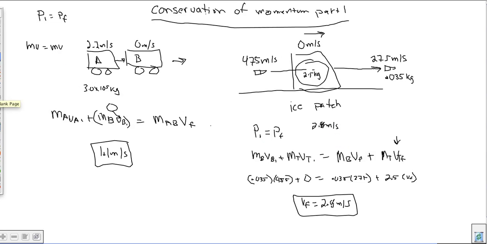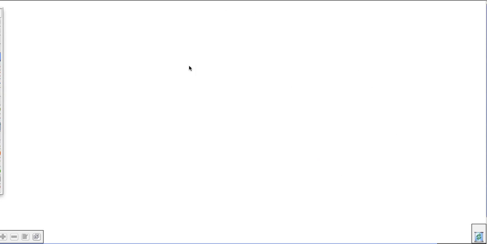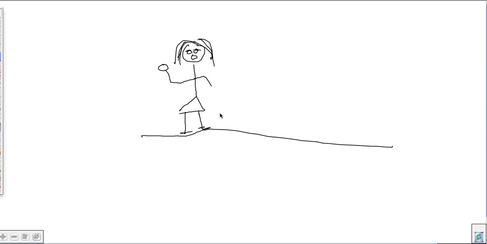Let's say that you got an ice skater. Here she is. We'll make her a girl because they like to ice skate more, I think. And let's say that she's not only an ice skater, she likes to throw things. So let's say that she decides to throw a rock. And she's like mad. Maybe she's throwing a rock at some other kid on the ice skating patch. She's a naughty girl.